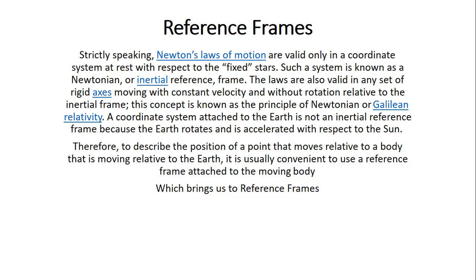The laws are also valid in any set of rigid axes moving with constant velocity and without rotation relative to the inertial frame. This concept is known as the principle of Newtonian or Galilean relativity. So basically, for Newton's laws of motion to work, they must be considered with coordinate systems that are at rest. A coordinate system attached to the Earth is not an inertial reference frame because the Earth rotates and is accelerated with respect to the sun.